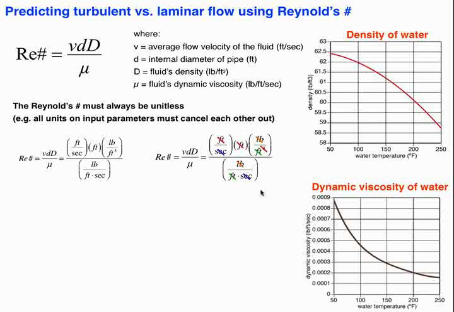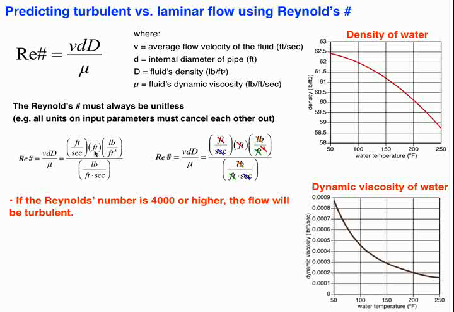Okay? And this is a check. If you're ever calculating a Reynolds number and you come out with some units that do not cancel out, you have units left over, something is wrong. It could be that you didn't convert the diameter into feet before you plugged it into this formula. So it's a way to check your calculations.